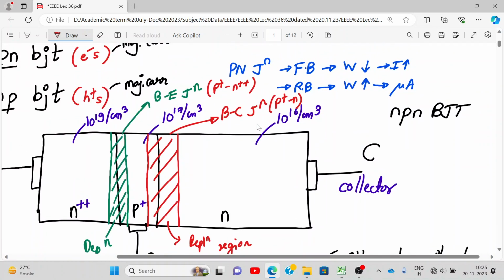We should know the PN junction background. What is the PN junction background we should know? In a PN junction, when it is forward biased, the depletion region width decreases and the current increases, right? When the PN junction is reverse biased, the depletion region width increases and the current is very, very less, in microamperes. So this is what you should remember. In forward bias, it conducts current, and in reverse bias, it does not allow the current to flow.